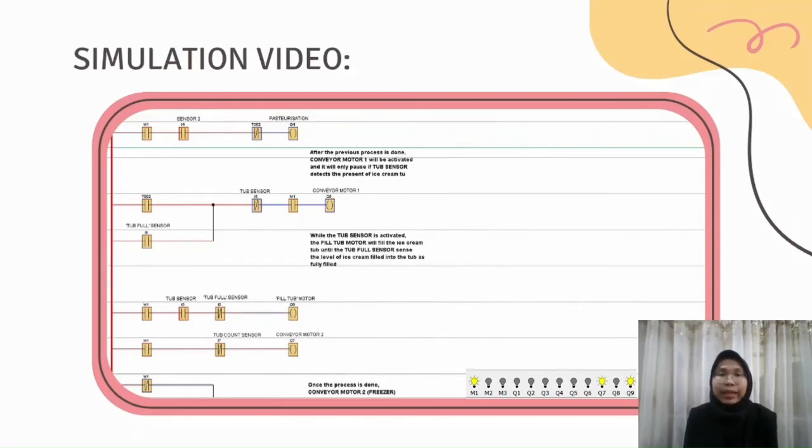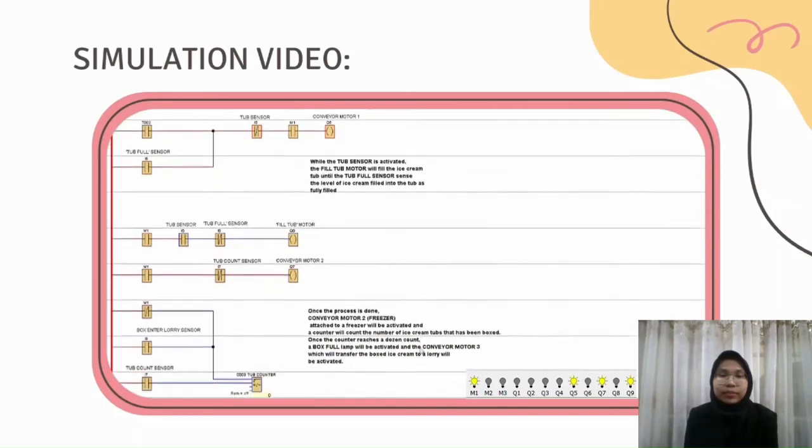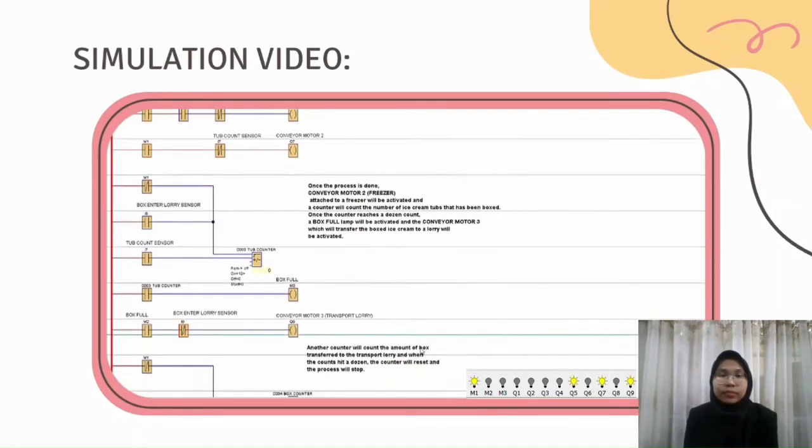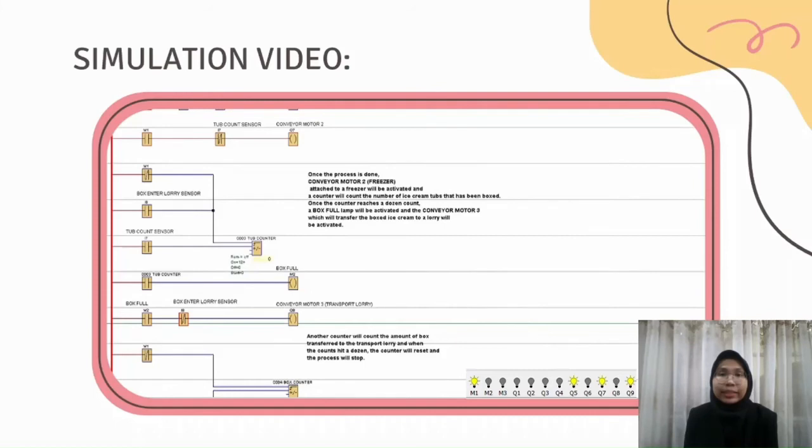And then the tub that has been filled with ice cream will move into the freezer like has been shown in the animation before. And then the conveyor motor 2 is used to move the ice cream that has been freeze in the freezer into the box. As we can see, so when ice cream has been freeze, the conveyor motor 2 will bring it up and into the box.